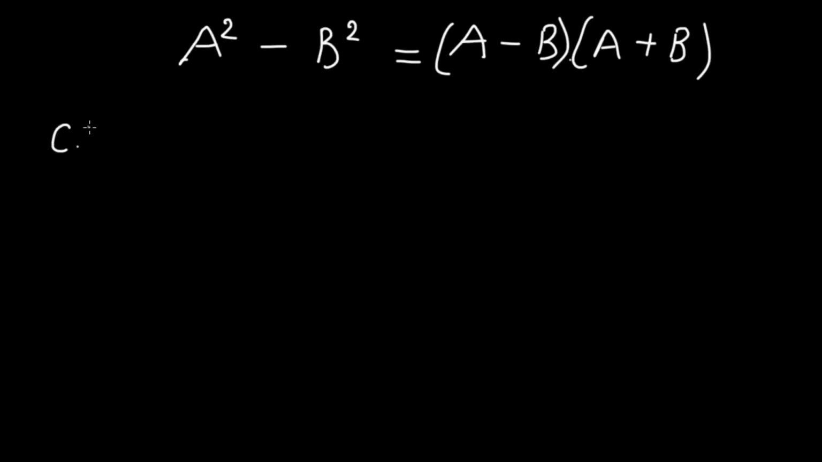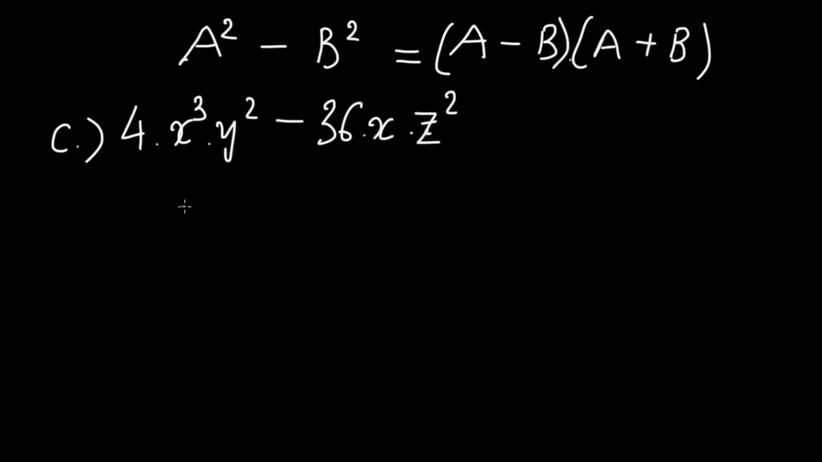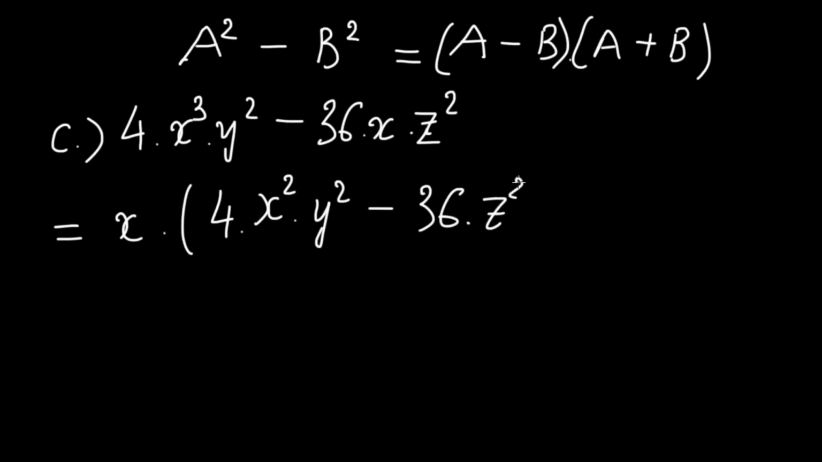Let's take a look at this example. C, 4 times x cubed times y squared minus 36 times x times z squared. First of all, we can see that we can put x outside. So we can rewrite it as x times 4 times x squared times y squared minus 36 times z squared. You see, x times x squared y squared gives you these terms, right? And then x times the whole thing, you get a negative 36 times x times z squared.